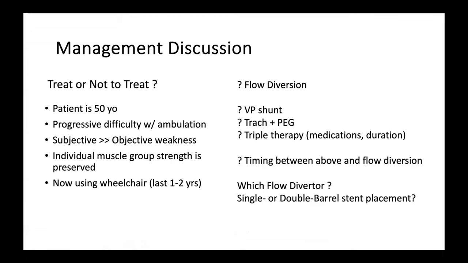I know everybody has different practice patterns. If flow diversion was chosen as an option, would you preemptively shunt her, trach and PEG her before flow diverting her, and then start her on triple therapy? And what is the time difference between when you shunt, trach and PEG her and then bring her back for flow diversion? How long do you wait? And which flow diverter would you use? Anyone?